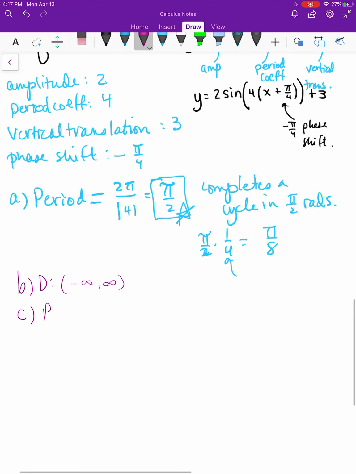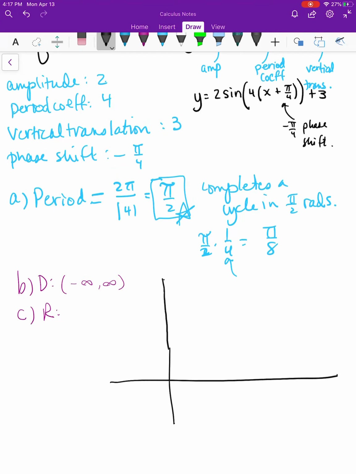Okay. Part B, the domain we said was negative infinity to positive infinity for all of the sine and cosine functions. The range, now I said my center line was 3, okay? So if I'm thinking about a graph of this, 1, 2, 3 is my center line.